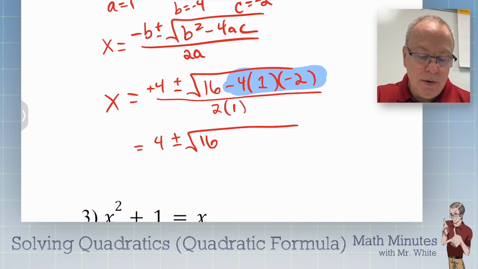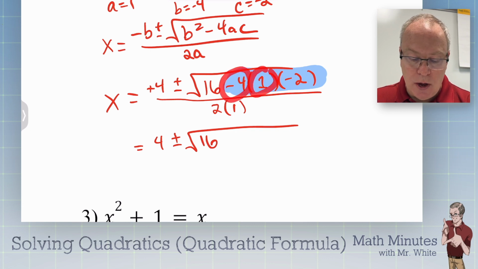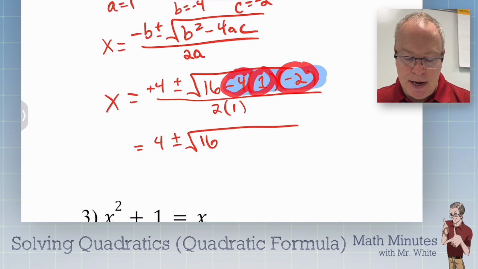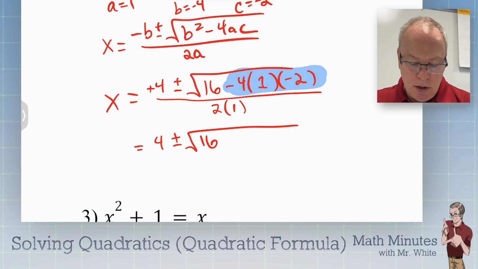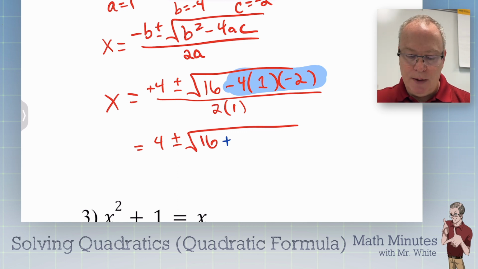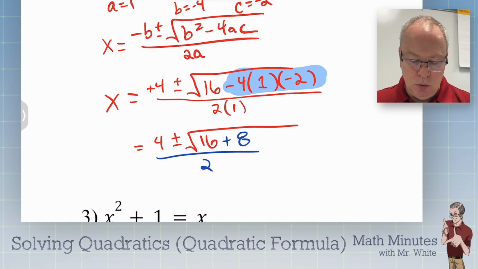What is negative 4 times 1? Well, that's negative, right? Actually, let's do this a little differently. Let's do sign first, number later. That's one of my mantras I like to do. What do you get when you take a negative times a positive times a negative? Well, we have an even number of negatives, so it's a plus. Sign first, number later. So the number later part is the 4 times 1 times 2. That's plus 8. All over 2.